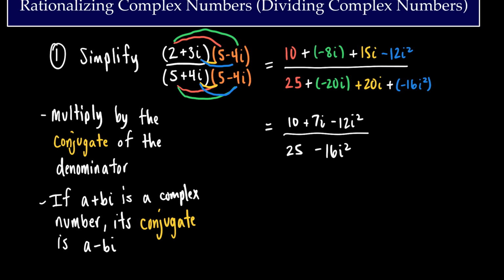And so on the bottom, I know there are still i's on the bottom, but they're actually going to go away because remember, i squared is negative 1. So what do we have really? We have 10 plus 7i minus 12i squared, where i squared is negative 1. That's 12 times negative 1, by the way, not 12 minus 1. And then on the bottom, we have 25 minus 16 times negative 1, because i squared is negative 1.